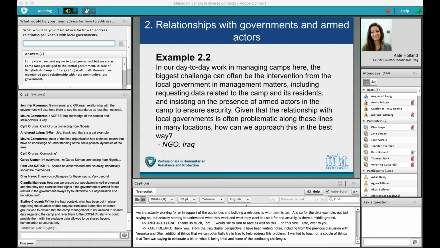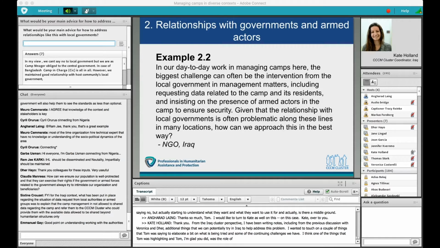I think one of the things that Tom was highlighting, and Tom, I am glad you did, was the role of the cluster in this, which 16 in the chat was also highlighting in Iraq. So I think it's a really good example, as Veronica was saying earlier, of using the camp coordination function. What is being tried in Iraq is essentially taking the pressure off camp management, and off the teams in the camp, who are mostly the ones receiving requests for data, mostly the ones who are receiving armed actors into the camp, and passing that responsibility back up to the cluster.